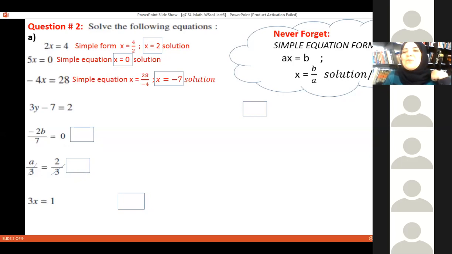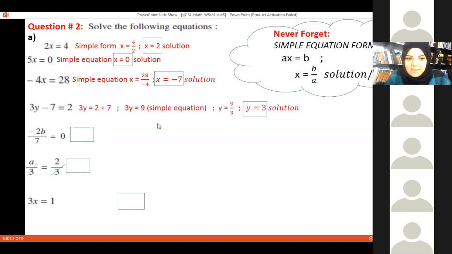3y minus 7 equals 2. Who wants to do it? Miss, can I do it? Go ahead, Celine. Let us start step by step. So 3y equals? Take the minus 7 after the equals. So we have 3y equals 9. Is it clear? And then y equals 9 over 3. And then y equals 3.